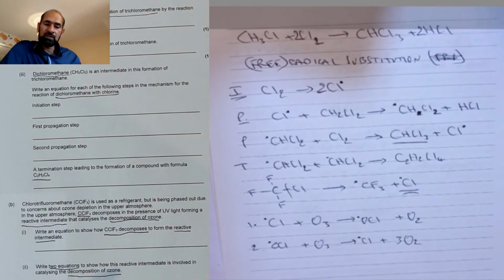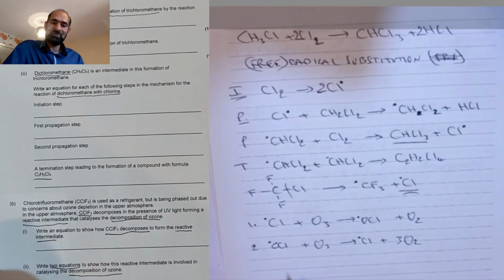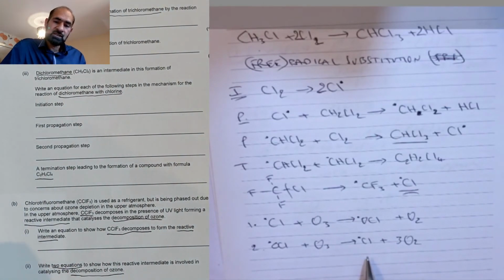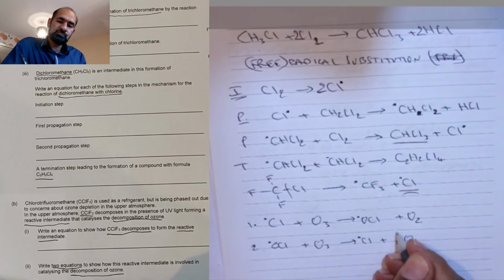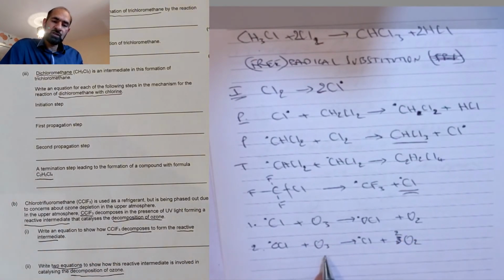And of course, this is not balanced yet, so I now need to balance it. Oh no, sorry, that's not 3, that's 2. So that's 4, and there's 4. So 3 plus 1, 4 oxygens, and chlorine free radical again.